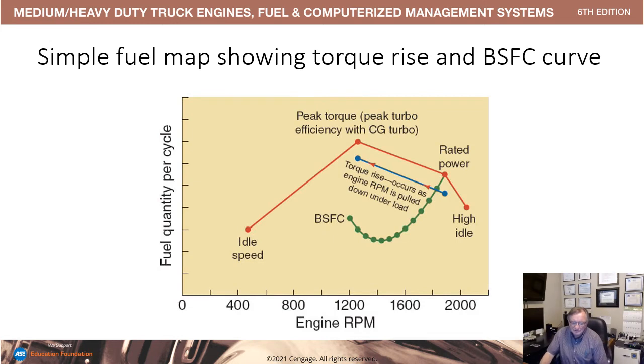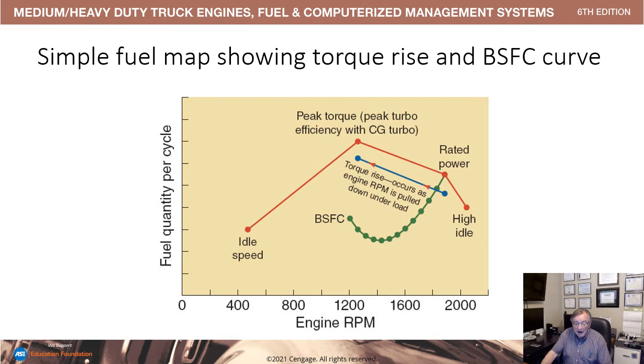Let's take a look at a simple fuel map showing torque rise and brake-specific fuel consumption. What we have here is peak turbo efficiency with a constant geometry turbo. So it is not a variable geometry turbo like we have in more modern trucks.